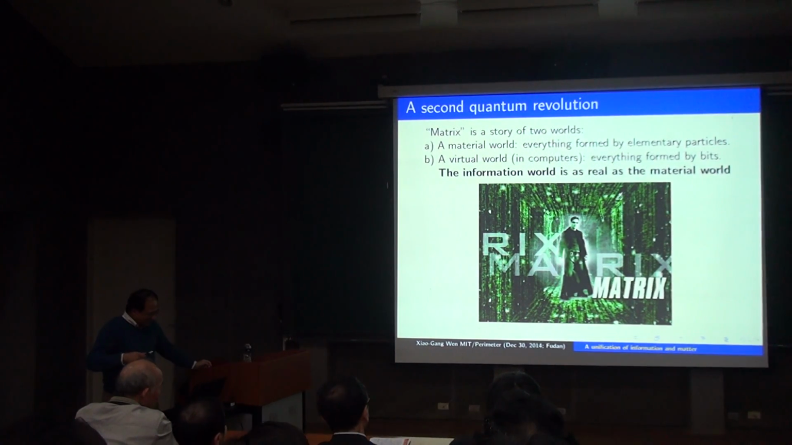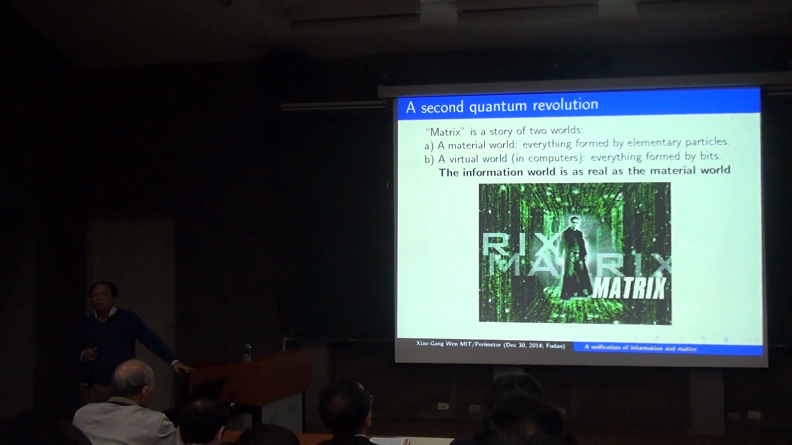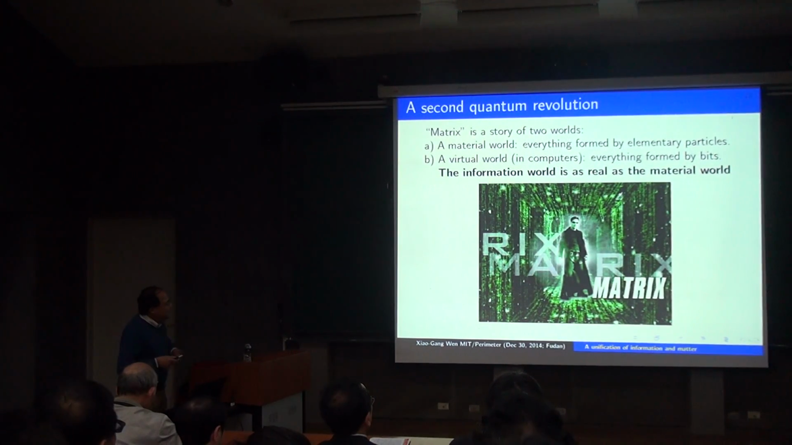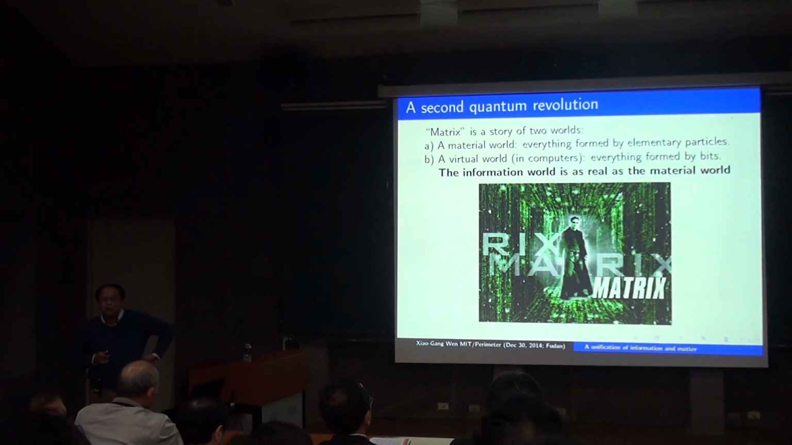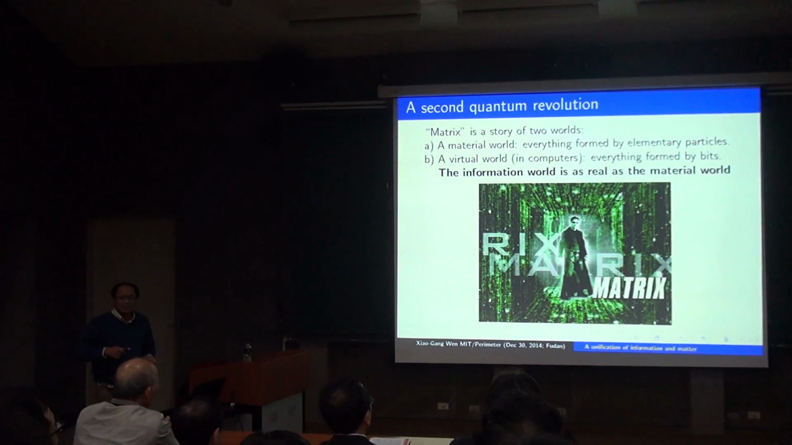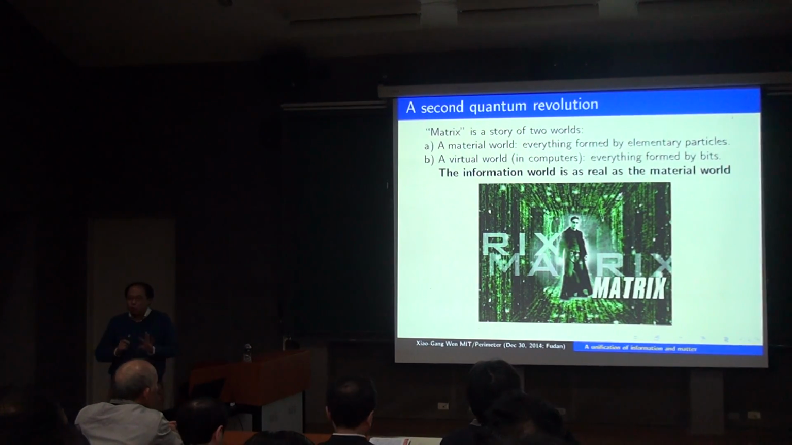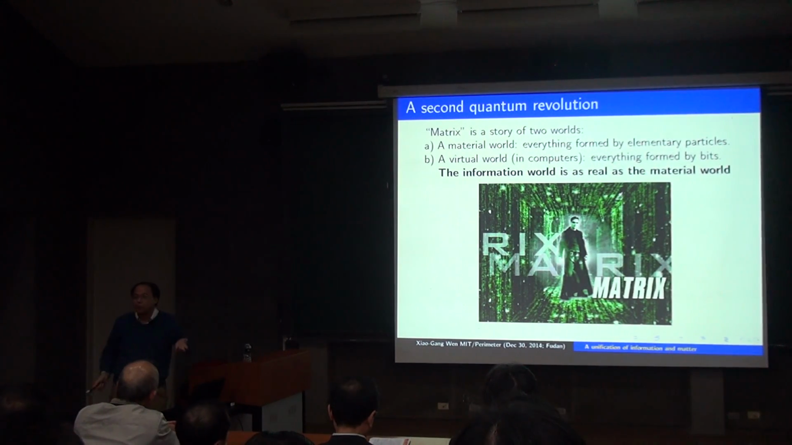But in this talk, what I try to explain is that there is a second quantum revolution, or maybe we are experiencing a second quantum revolution. And to explain this second quantum revolution, I think we can use the movie Matrix. I think most of you, at least young people, probably saw this movie. And in this movie, it describes two worlds. One is a real material world. That's the world we are familiar with.